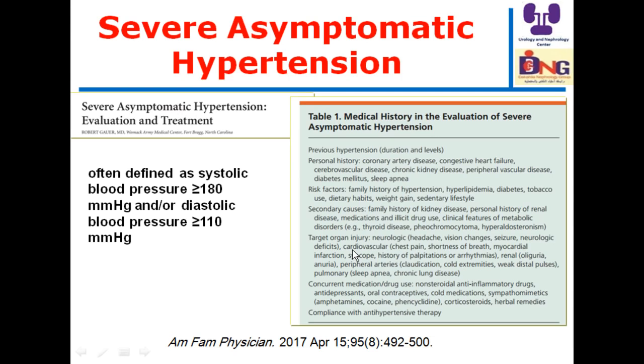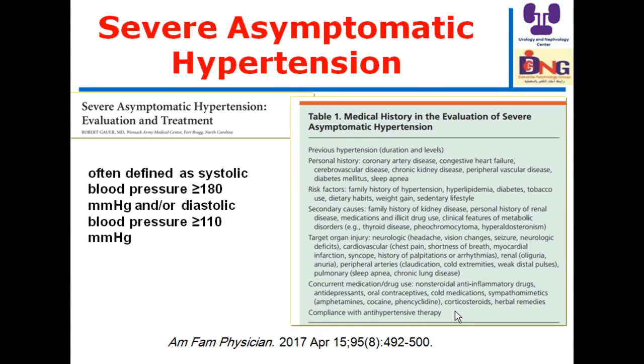Chest pain, shortness of breath, myocardial infarction, syncope, history of palpitation or arrhythmias for cardiovascular; oliguria, even anuria for renal; claudication, cold extremities, weak distal pulses for peripheral arterial disease; sleep apnea, chronic lung disease for pulmonary disorders; concurrent medications, and I'll give a slide for the concurrent medication later on; compliance with antihypertensives. So we should ask about all these points.